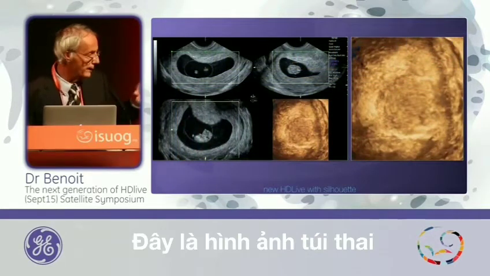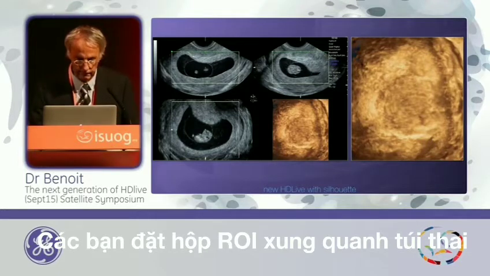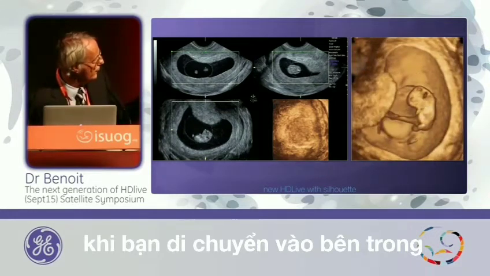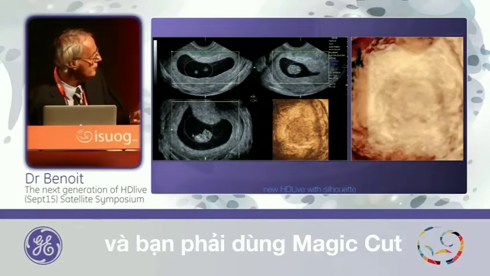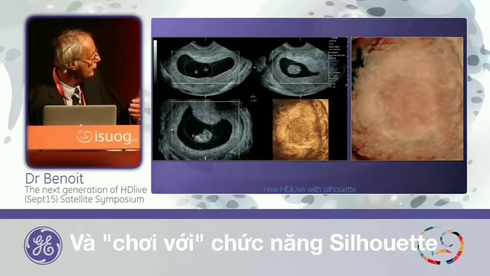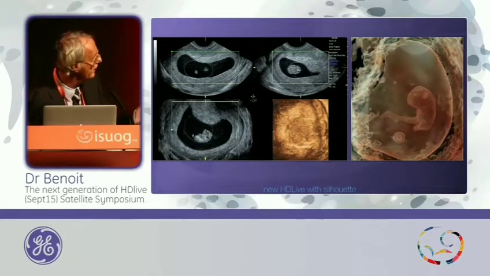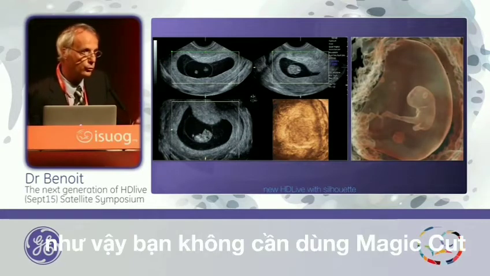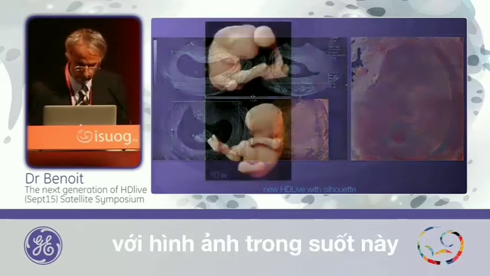This is a gestational sac, so with the embryo inside, you put the box around the gestational sac. And this is how to do. When you move inside, this is a classic surface rendering. It's quite difficult. Sometimes you have to use the magic cut. Here you choose HD Life, and you will play with the silhouette. With the silhouette, it's a kind of transparency, and you can see what is inside. And after, you have to play with the position of the light, with the transparency. So you do not have to cut with a magic cut. You can look at the whole gestational sac with the transparency.